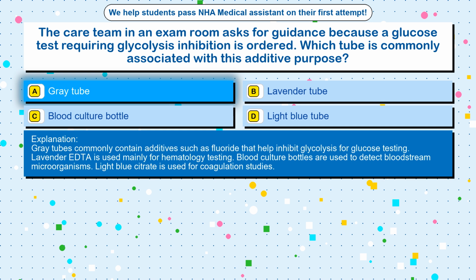Gray tubes commonly contain additives such as fluoride that help inhibit glycolysis for glucose testing. Lavender EDTA is used mainly for hematology testing. Blood culture bottles are used to detect bloodstream microorganisms. Light blue citrate is used for coagulation studies.